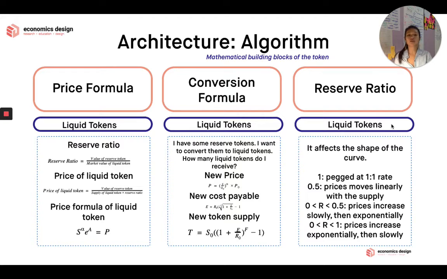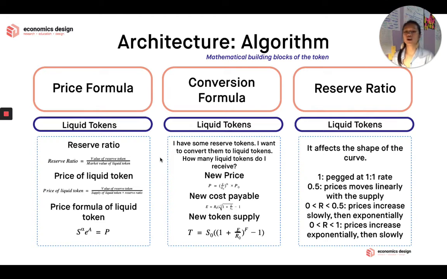Conversion formula talks about how, if I have X number of reserve tokens and I want to exchange them for BNT tokens, how many BNT tokens do I get? So this is the formula you use when you want to convert, and it's based on the price formula. And reserve ratio, it's the exchange rate. And we can have an exchange rate between 0 and 1. What does it mean when your exchange rate is 1? What does it mean when it's 0.5? What does it mean when it's before 0.5? What does it mean when it's after 0.5? This is what we're going to share a little bit more about.